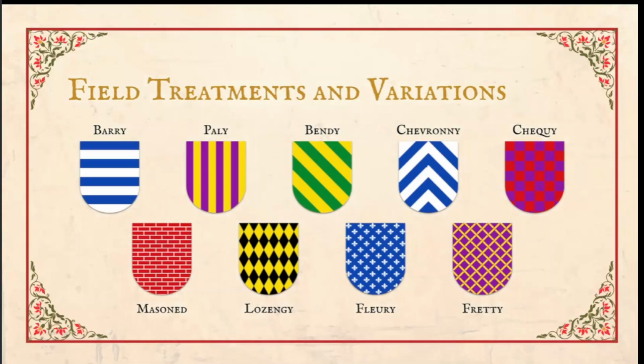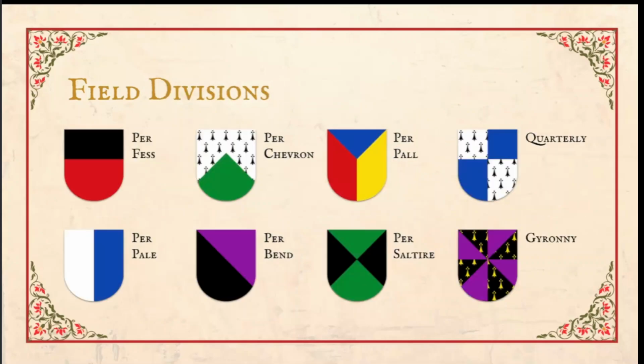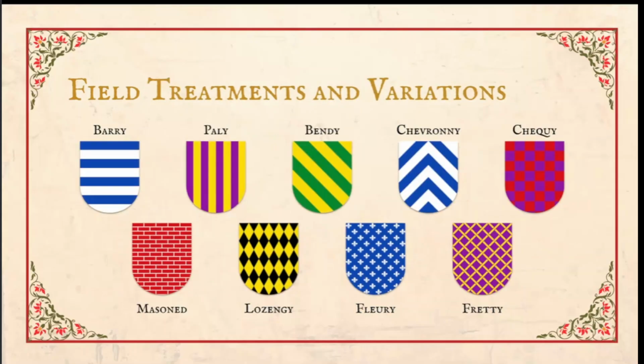It's really fun. Not only can you do one line somewhere or 2 lines, you can go crazy with them. If you want to do a whole bunch of divisions across the middle, then that can be barry or paly. So you might have paly per or, in this case. You can do bendy, chevronny, options there. If you want to do the checkerboard kind of look to it, that's called checky. So if you have just 4 squares, quarters, then that's quarterly. If you want to go with a checkerboard pattern, that's called checky. Checky is one of my favorite field treatments.